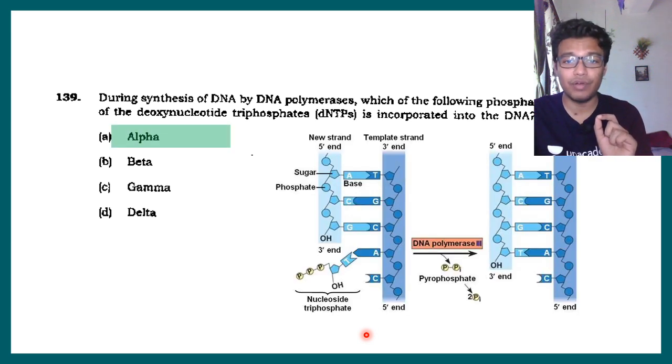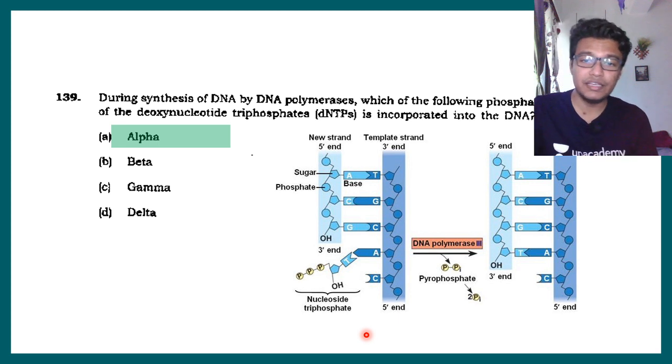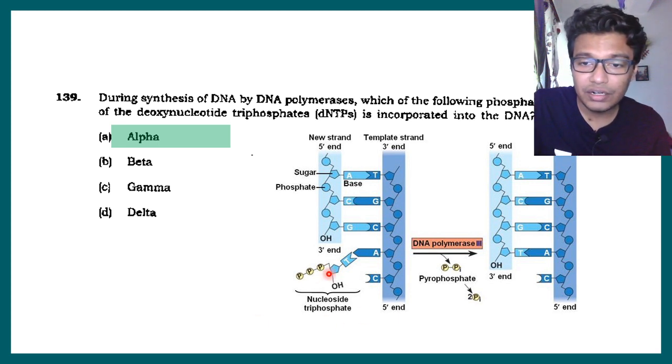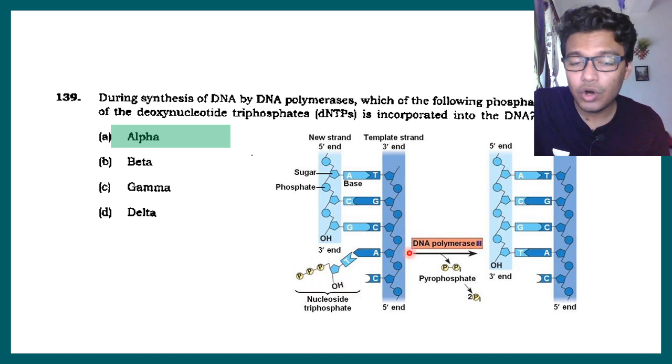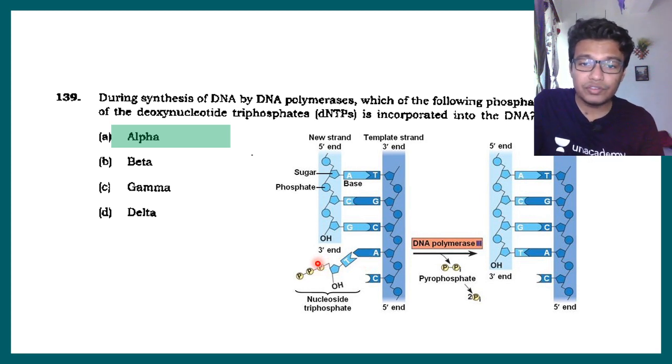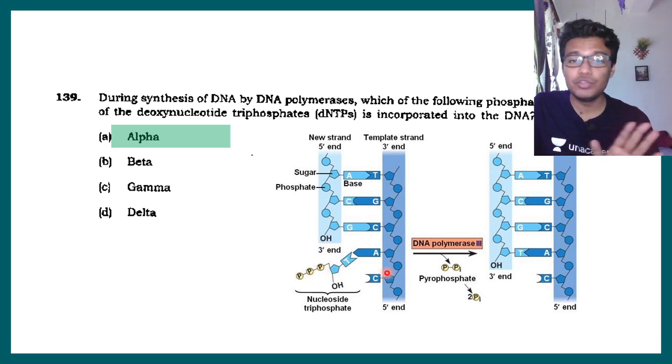Let me explain why. So here you see, this is a particular incoming dNTP, right? This particular dNTP would get incorporated into the growing DNA strand. Now this particular phosphate, which is known as alpha phosphate, would be utilized to form the ester bond. This beta and gamma would not be utilized.